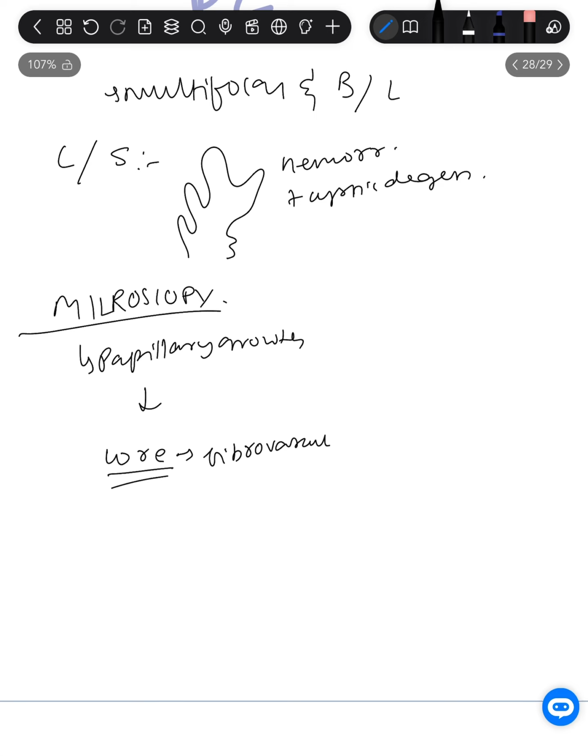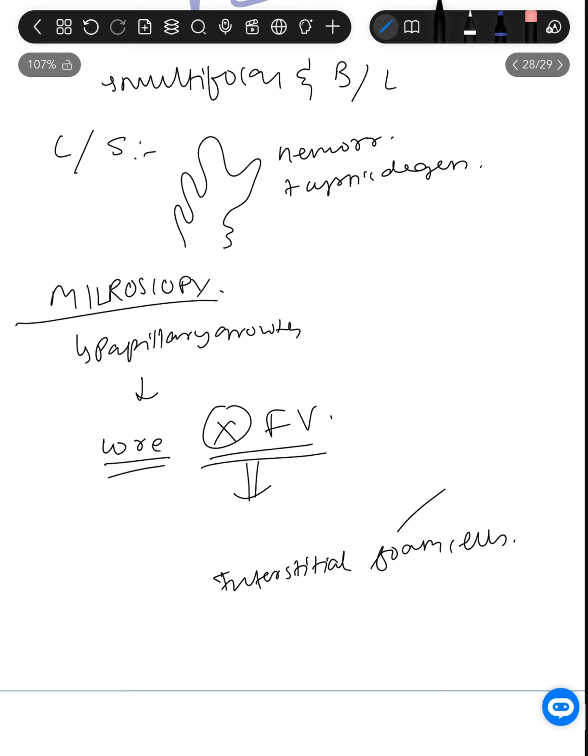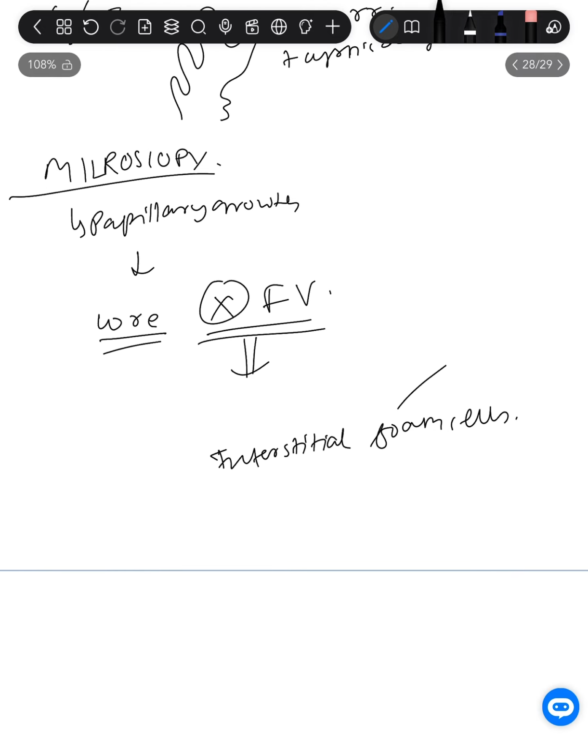No, no, no. We don't have a fibrovascular core here. So sorry, guys. Instead, we will have an interstitial foam cells core. As I said, I am also allowed to make mistakes because I am also learning with you guys. Just remember, in papillary growth, we always have a fibrovascular core, but here we don't. Instead, we have a core which is made up of interstitial foam cells.